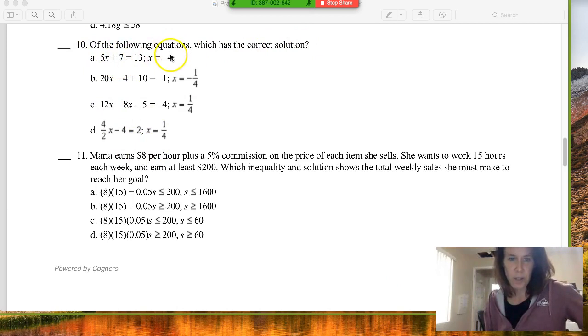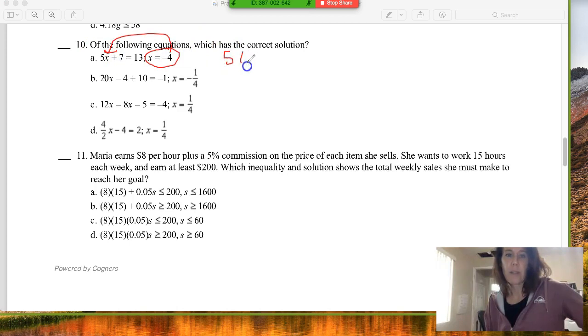Okay, of the following equations, which has the correct solution? So here's the equation, there's a solution. Equation, solution, and so on and so forth. So here's what I have to do, similar to the other one. I could solve each of these equations, or I could take the solution and plug it in to see if it works. Do that.